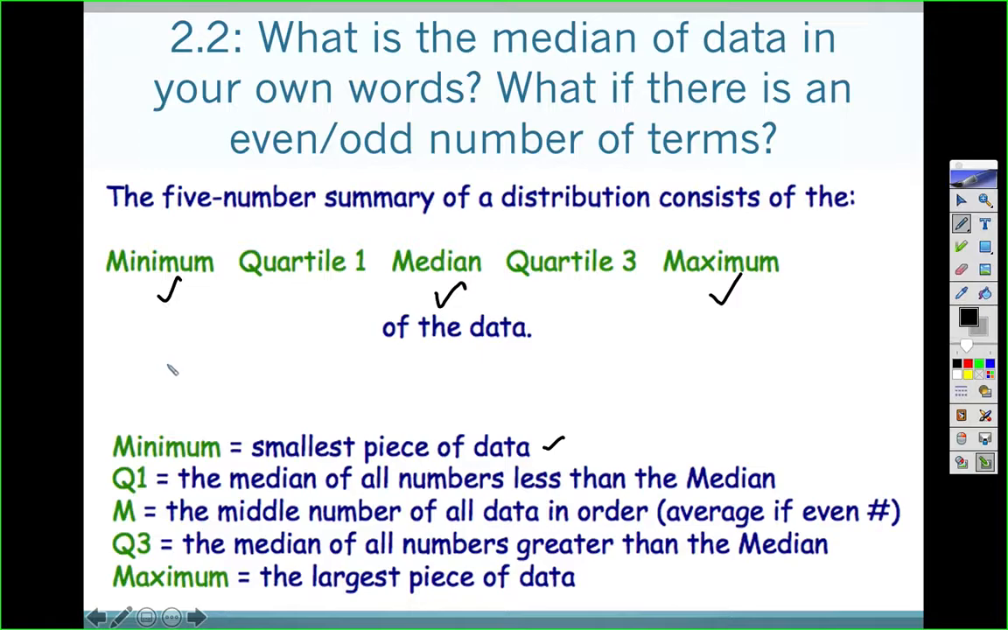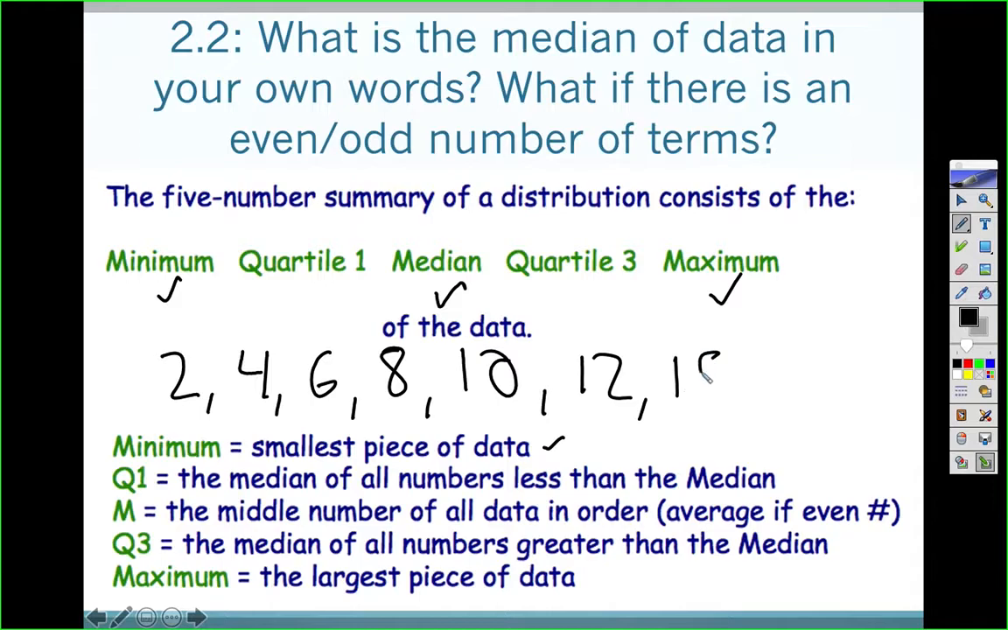So I'm going to do a small data set again. I'm going to do 2, 4, 6, 8, then 10, 12, 15, and 16. This has 8 terms in it. So what I'm going to do is just add a 9th term to make things a little easier for our first go around. Now let's take a look.